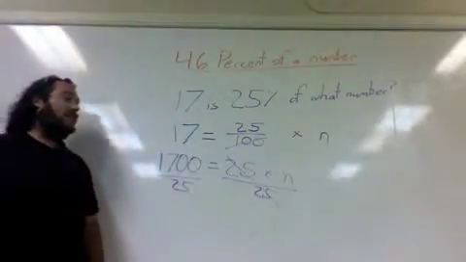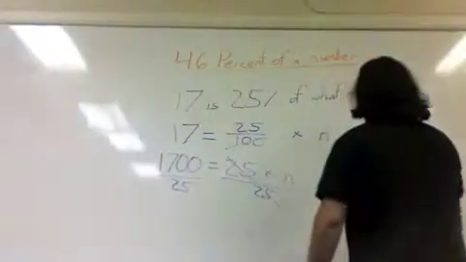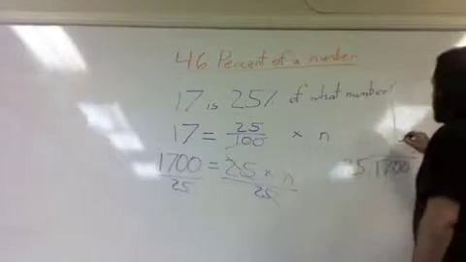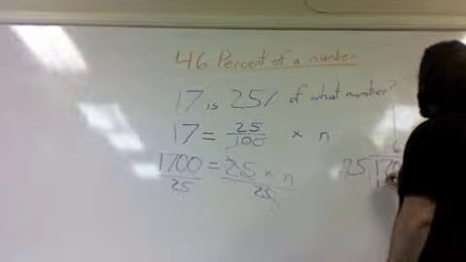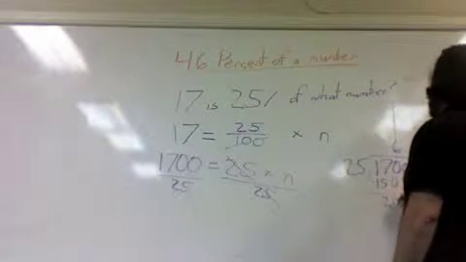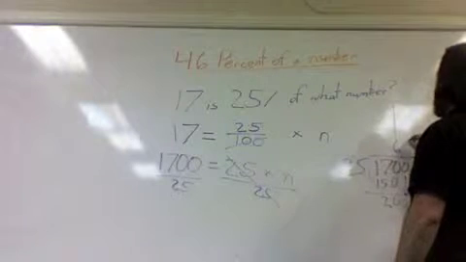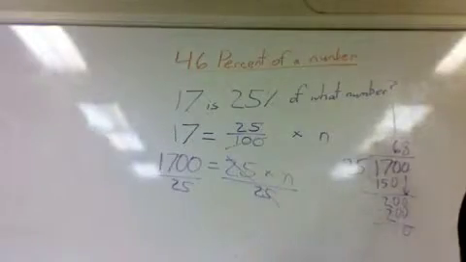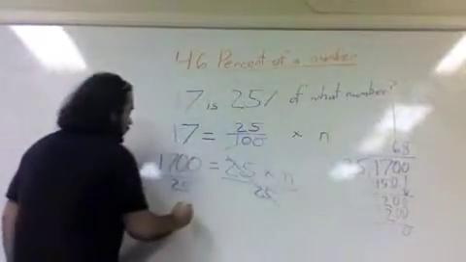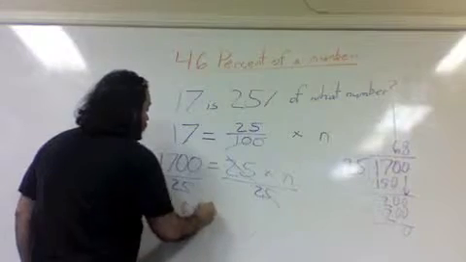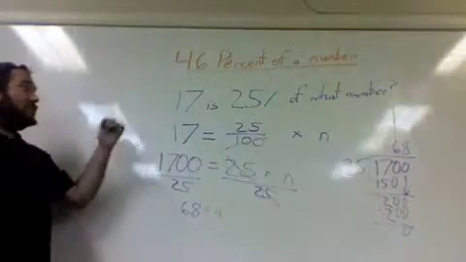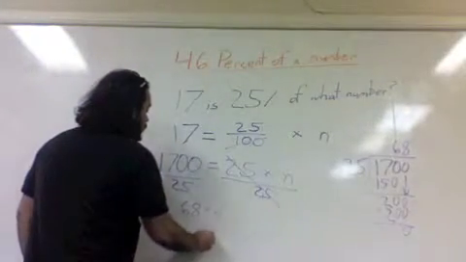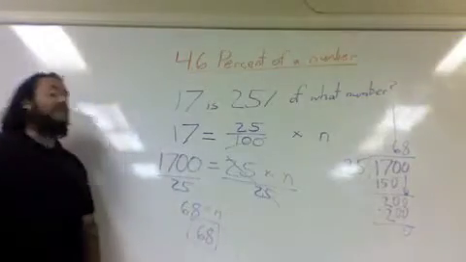And 1,700 divided by 25, let's do that math. That's going to be 6, which is 150. 20 left over, we bring down the 0. That's 8. It works out perfectly with nothing left over. 68 equals n. So 17 is 25% of what number? 17 is 25% of 68.